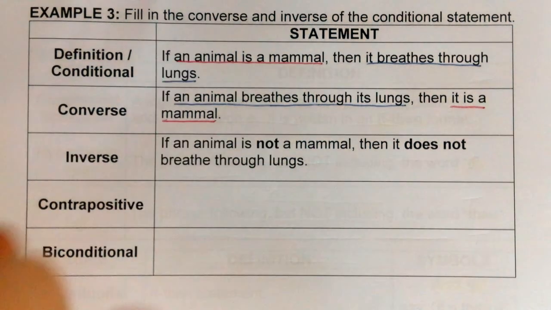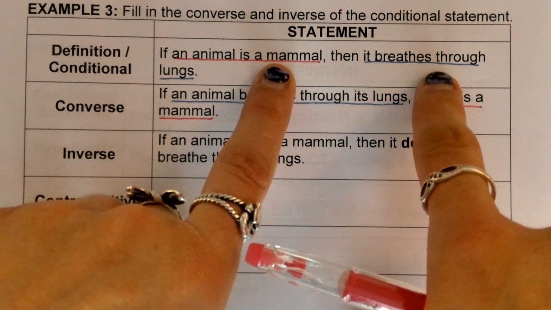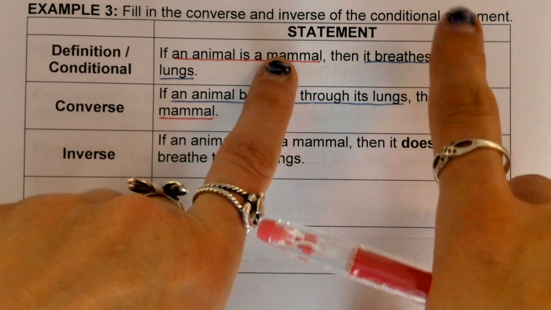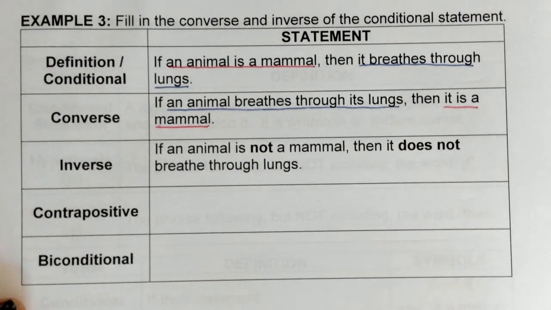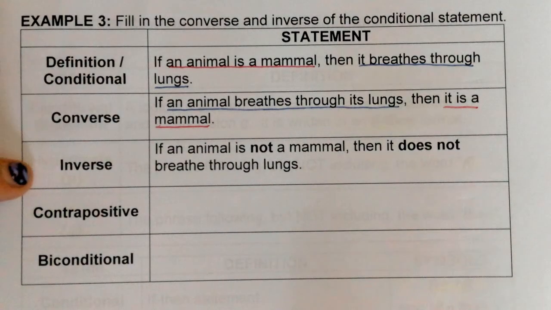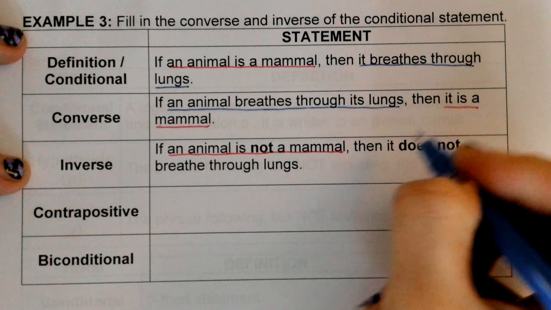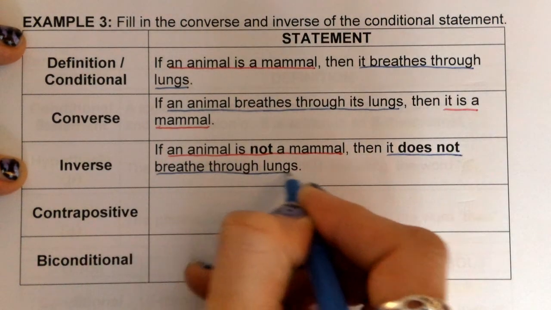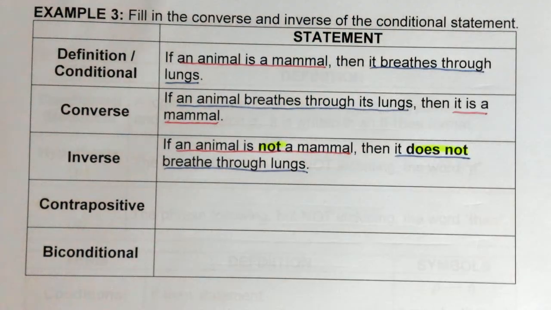I know in my class and on the video we actually said if it breathes through lungs, then it is a mammal. But again, as long as we're carrying that mammal and breathes through lungs with the hypothesis and conclusion, we can switch them and reword it a little bit differently. So next we took the inverse and we had if an animal is not a mammal, then it does not breathe through lungs. And we changed it to say the opposite. And that's just a review of what we did with our inverse.